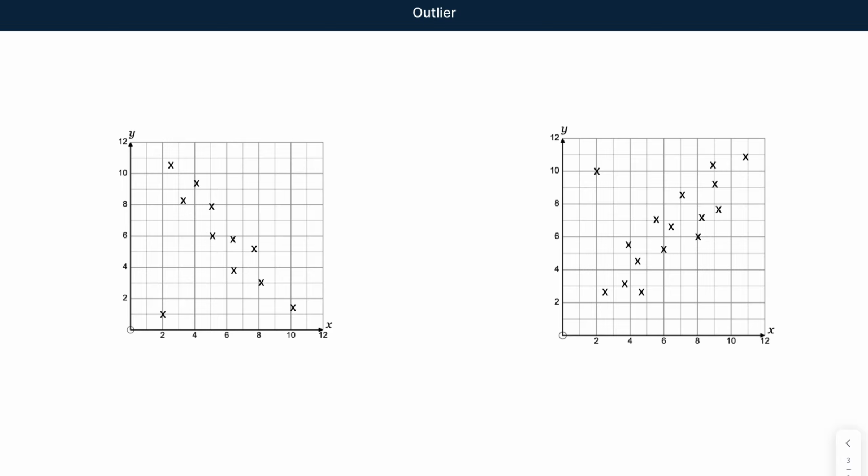And finally, the other thing we want to look at is outliers. An outlier is a point that lies outside the range of data. You can see this point here is an outlier because it lies far away from all the other points. So in this graph here, the outlier would be that point there.